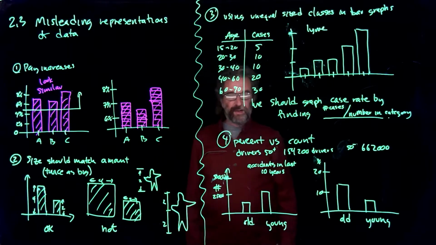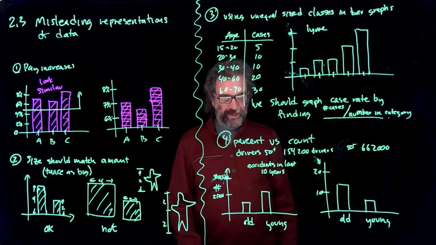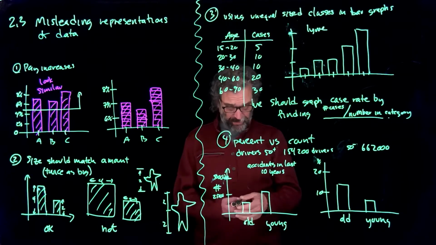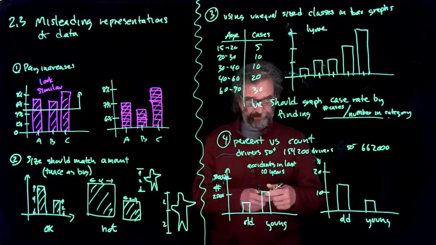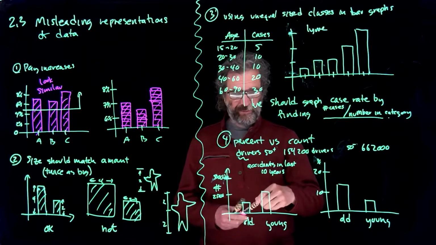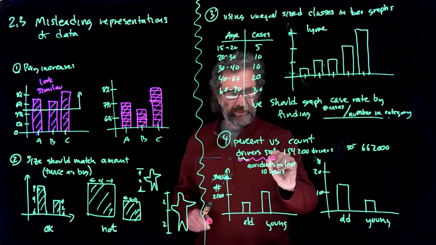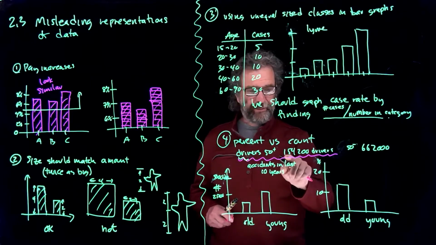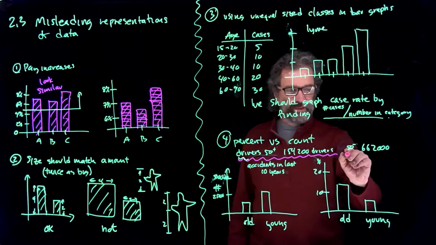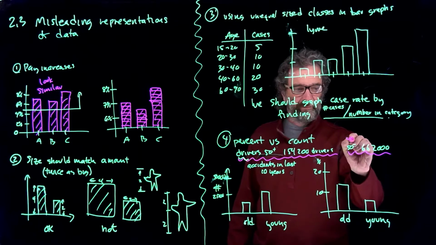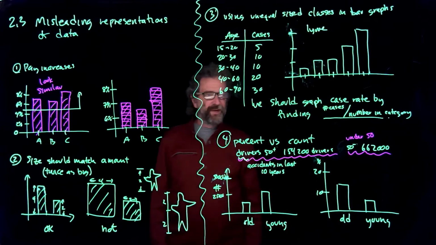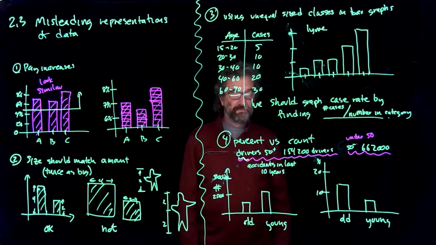Another thing that can go wrong is you're using a count or a percent, and you're using the wrong one. So here's a case where we were looking at drivers over 50. In our particular location, there were about 154,000 drivers over 50. And this is drivers under 50. So there's basically 4 times as many drivers under 50 as over 50.